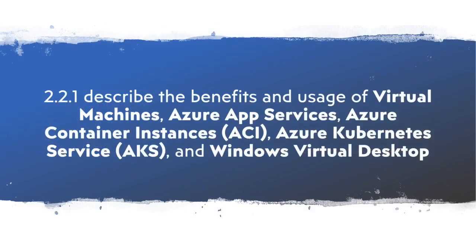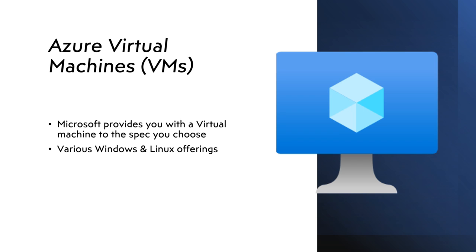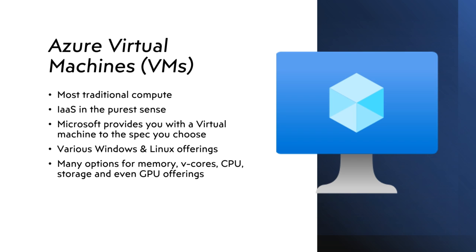Starting with compute, we will cover virtual machines, Azure App Service, Azure Container Instance (ACI), and Azure Kubernetes Service (AKS), as well as Windows Virtual Desktop or WVDs. Azure virtual machines are the most standard and common type of compute, and they can be regarded as IaaS in the purest sense. You can choose the operating system, whether it's Windows or Linux, memory, CPU, storage, even graphics card, and based on your choices you are given a desktop or a server in Azure to do what you need with it.